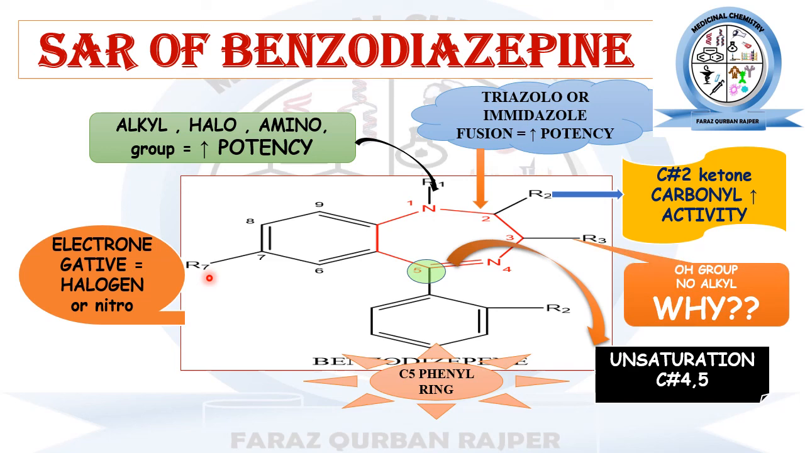The 3 position of benzodiazepine may be substituted with or without a hydroxyl group. There are certain benzodiazepines which have the hydroxyl group and some do not. The hydroxyl group will have an effect on the metabolism or pharmacokinetic parameters of benzodiazepine. But this C3 position must not be substituted with any type of alkyl side chain like a methyl group. If a methyl group is present at the carbon number 3 position, it will result in the loss of biological activity of benzodiazepine.